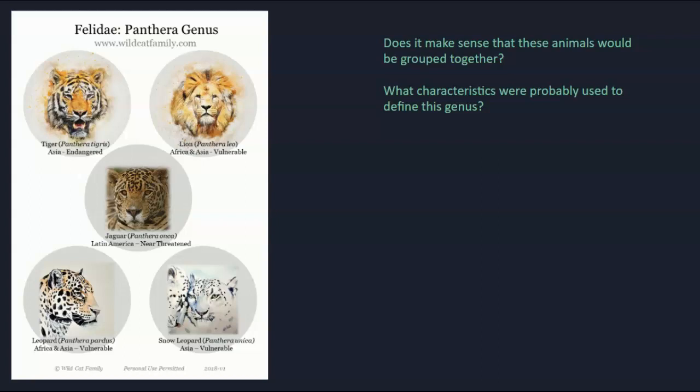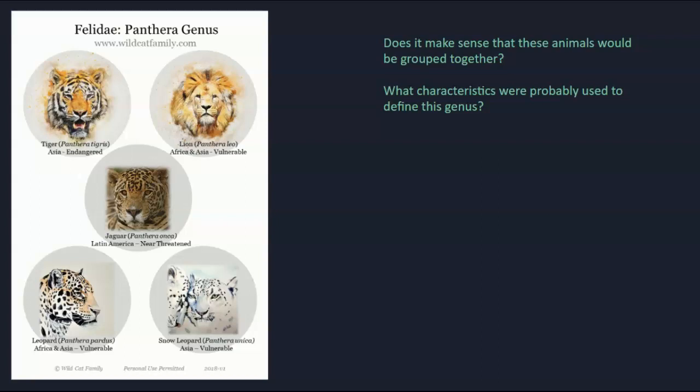So let's look at the Panthera genus. What do you think? Does it make sense that these animals be grouped together? You're probably going, yeah. But are these all of the cats? No. So why are these ones in particular put together? What do you think they were using to put these ones together and not some other cats in here? I'm not expecting you to know this, but as it turns out, they use the ability to roar.